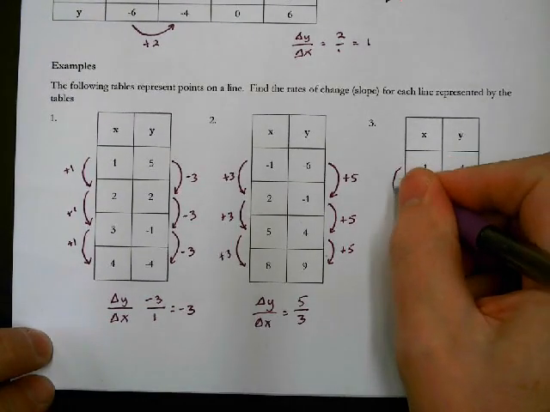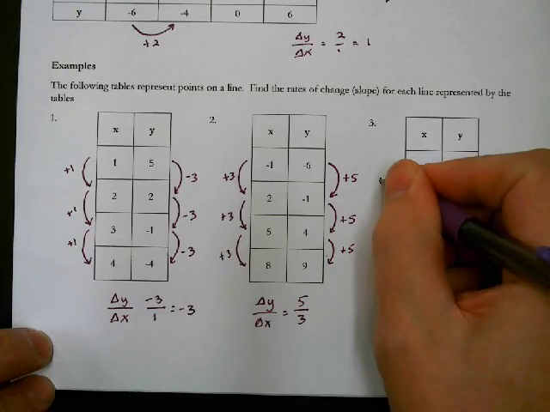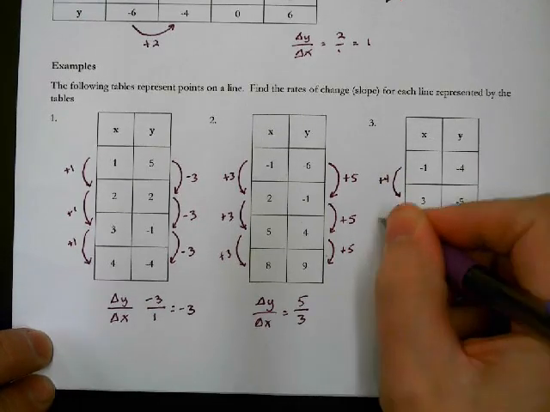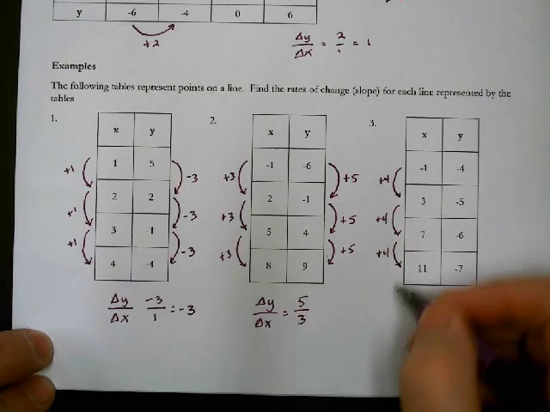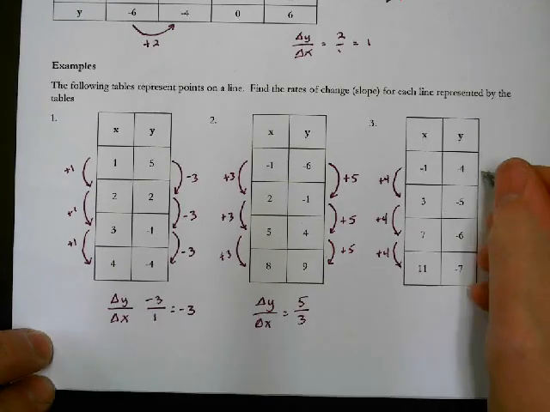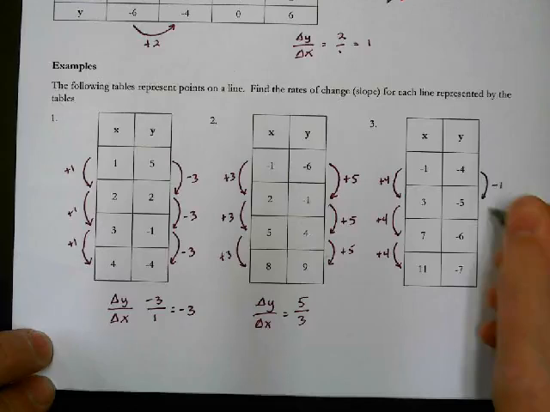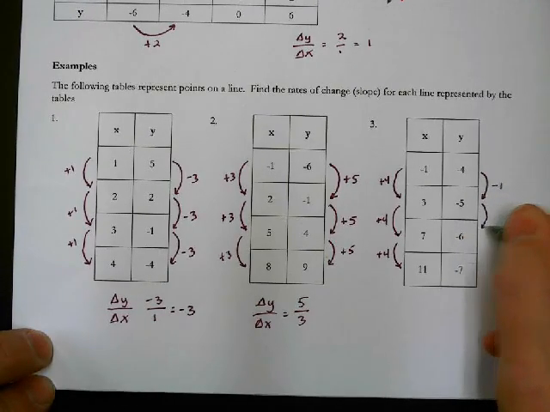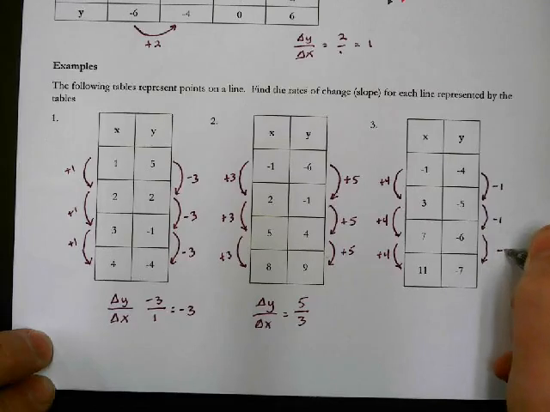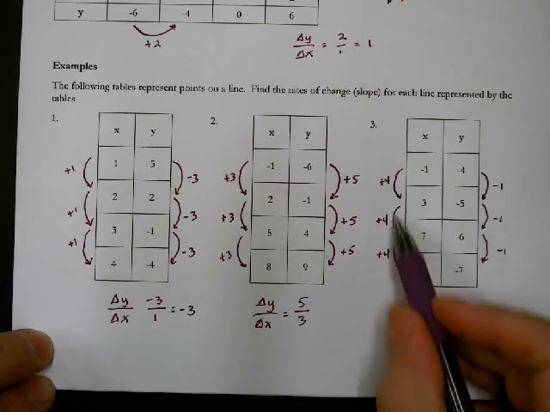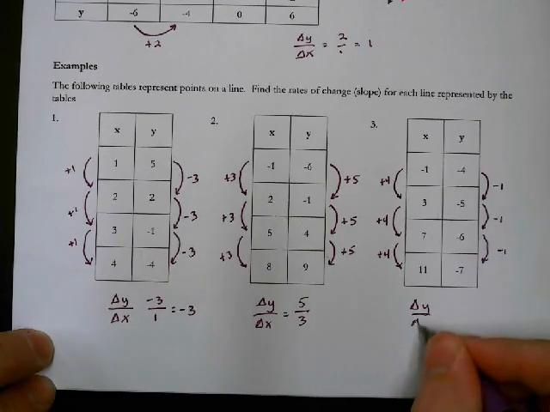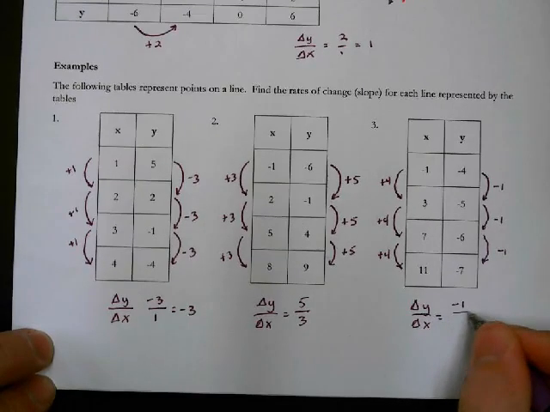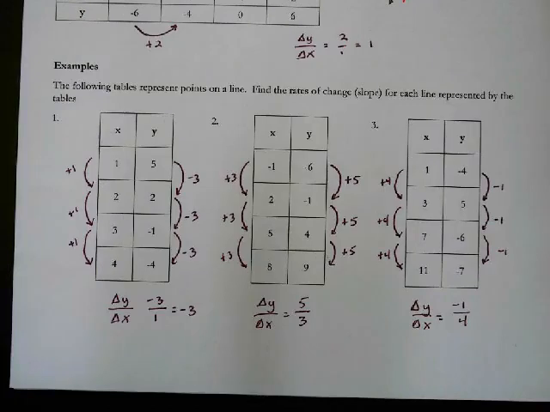Here we go. -1 to 3, that's an increase of 4. 3 to 7, also an increase of 4. 7 to 11, still an increase of 4. So my x's are increasing by 4 consistently. My y values are decreasing by 1. -4 to -5, that's a decrease of 1, decrease of 1, decrease of 1. So as my x values are increasing by 4, my y values are decreasing by 1. So my change in y values over my change in x values would be -1 over +4. -1/4 is my slope.